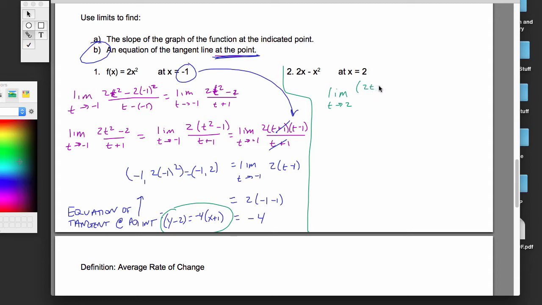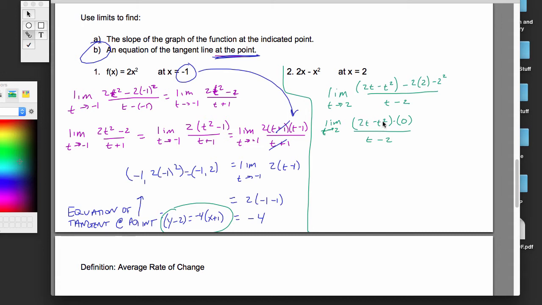of 2t minus t squared minus 2 times 2 minus 2 squared, over t minus 2. So let's look. And again, as you hopefully are now starting to get the gist of, we're hoping that we can find a way to cancel some stuff out up here. So if this is 2 squared minus 2, that's 4. So this is 2t minus t squared minus 0. Well, that's good. I need a t minus 2 at the bottom.